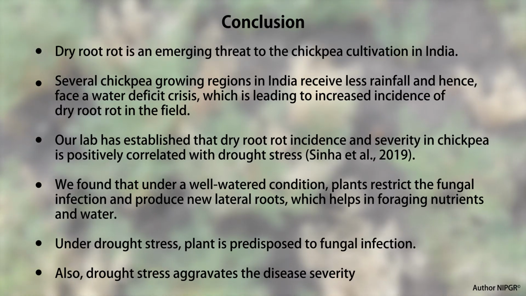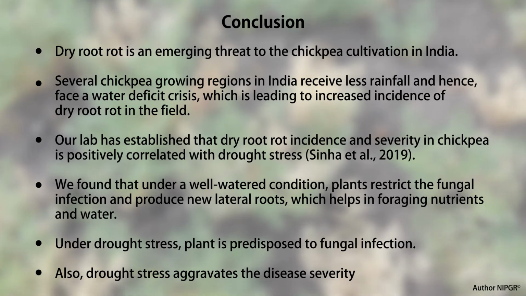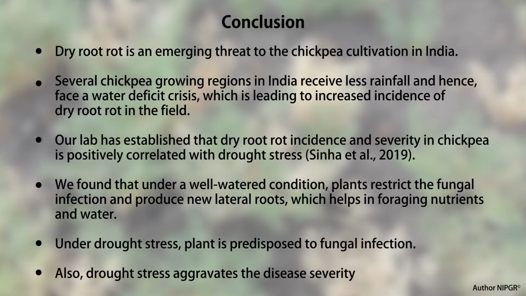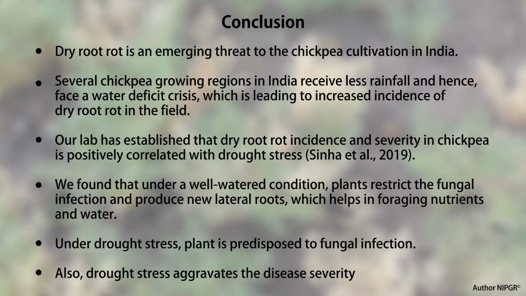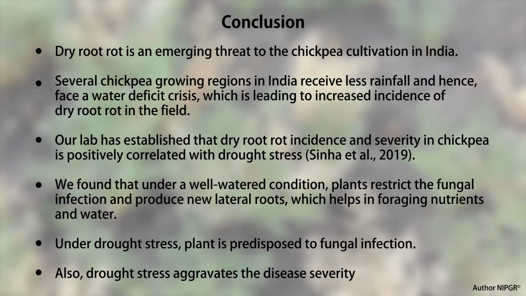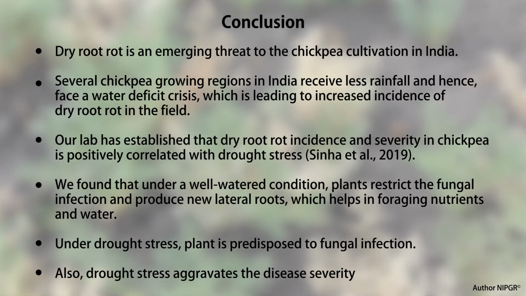Several chickpea growing regions in India receive less rainfall and hence face a water deficit crisis, which is leading to increased incidence of dry root rot in the field. Our lab has established that dry root rot incidence and severity in chickpea is positively correlated with drought stress. We found that under a well-watered condition, plants restrict the fungal infection and produce new lateral roots, which helps in foraging nutrients and water. Under drought stress, plant is predisposed to fungal infection. Also, drought stress aggravates the disease severity.